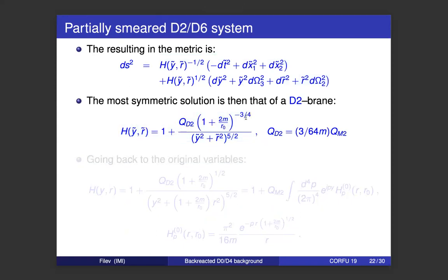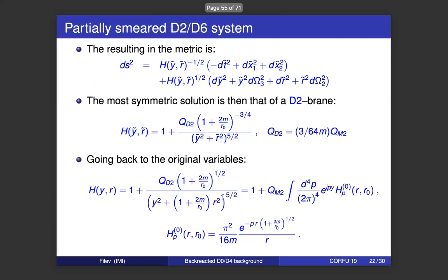And here there is a modification of the charge of the D2 brane. But other than that, it just looks like a solution of a D2 brane. And then I restore the original variables. And here you can see the broken spherical symmetry. So instead of having SO8 symmetry in this transverse 8-dimensional space.